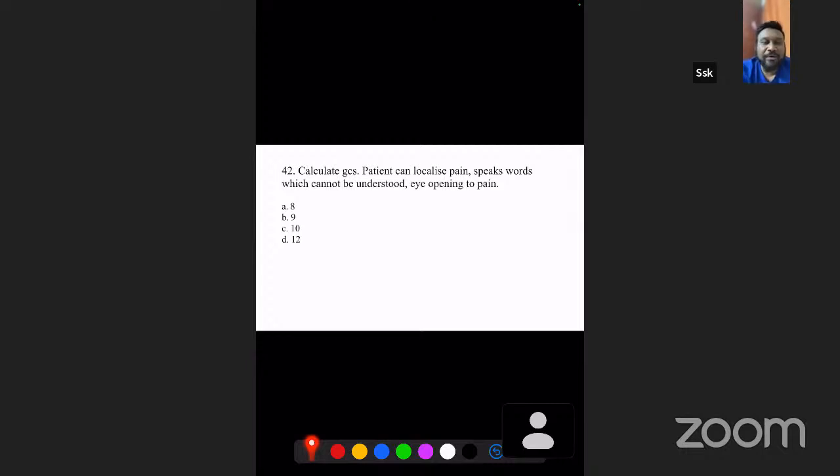For the patient, you have to calculate the GCS now. The patient can localize pain, speaks words which cannot be understood, and has eye opening to pain. There's no difficulty in getting the GCS for the eye opening and the motor response. So E is 2, motor response is 5. There is no doubt about that. The only problem here is the ability to speak words. So what is the verbal response? He speaks words which cannot be understood, meaning the verbal response is groaning to pain.